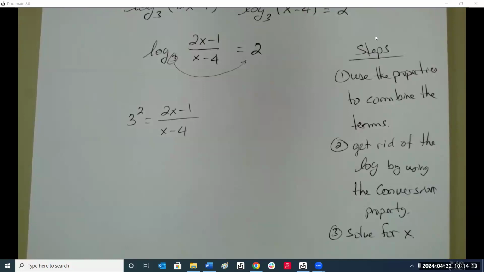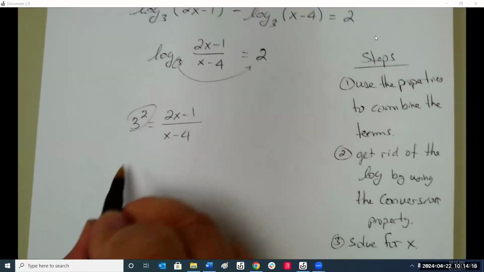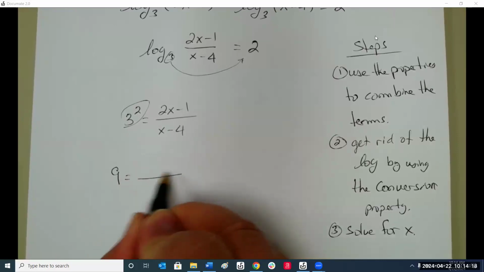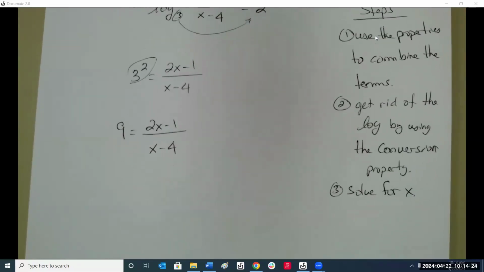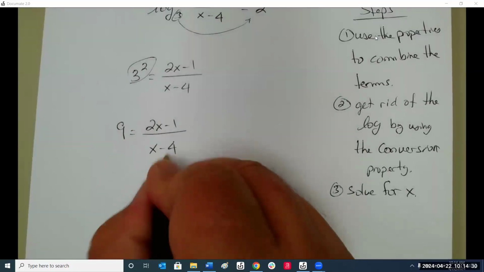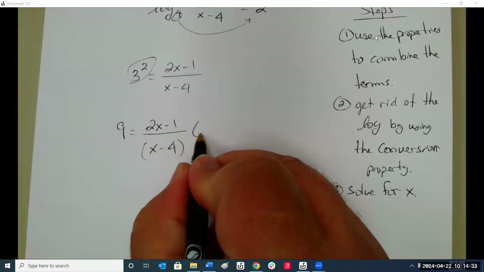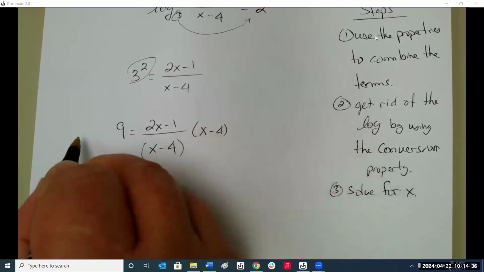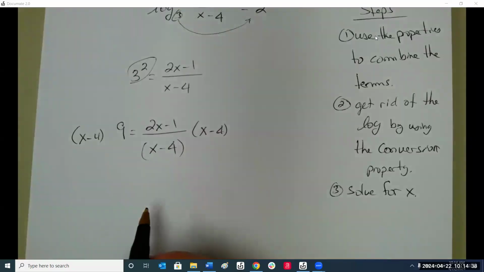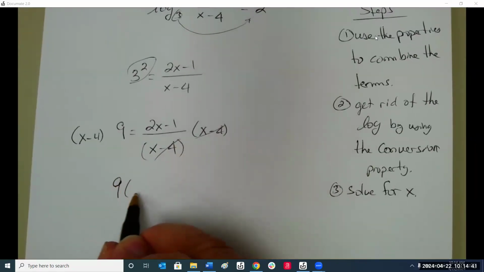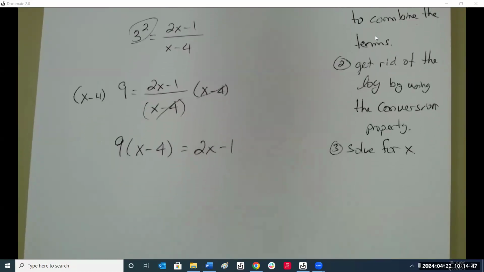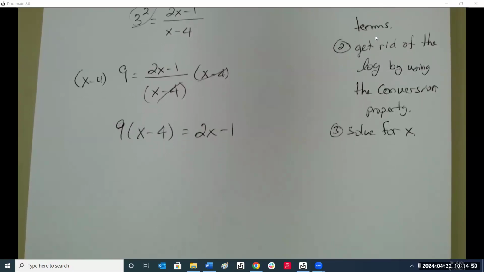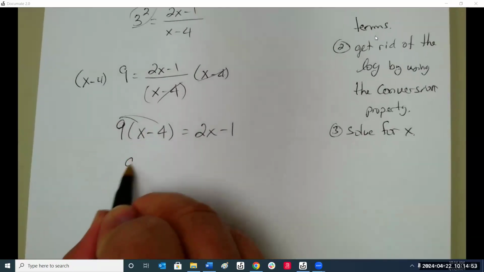Now we solve for x. So 3 squared is 9, equals (2x minus 1)/(x minus 4). Then what? Since we have a fraction and an equal sign, multiply both sides by the LCD, which is the denominator. So 9 times (x minus 4) is equal to 2x minus 1. Get rid of the parentheses.